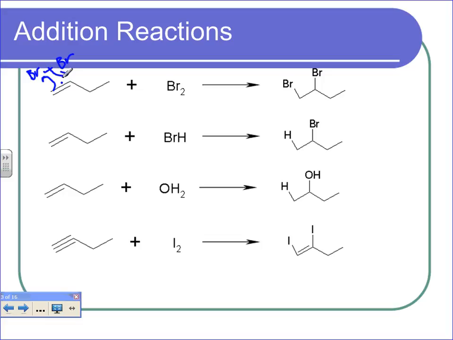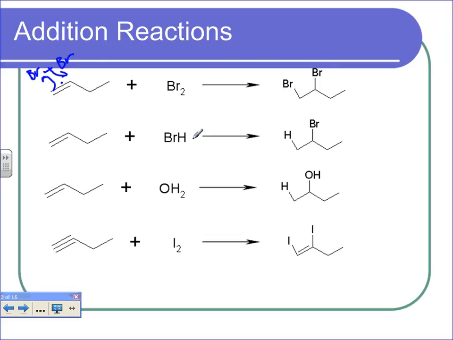Essentially, the bonds that are being broken are this double bond and this single bond, and we're forming 2 carbon-bromine bonds, one to each of the carbons. So although we've lost the double bond, the carbons are still fully satisfied with 4 bonds.